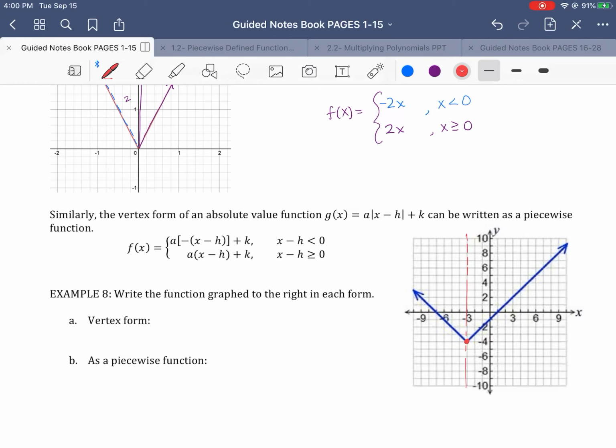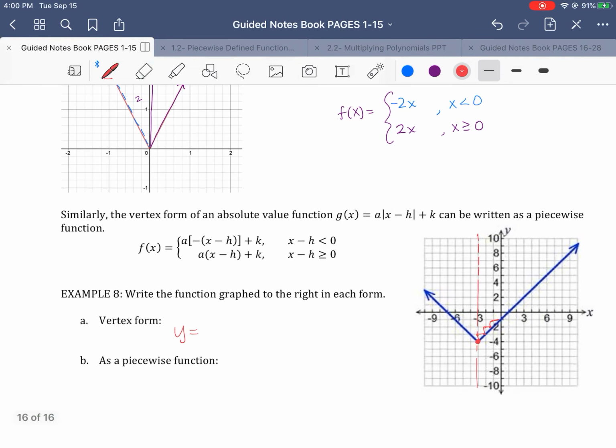So if I first of all want to write this with absolute value, I am looking at the slope. Notice it's going to go up 1 over 1, up 1 over 1, up 1 over 1. So we can see a slope of 1. You can put a 1 there if you want, or I'm just going to draw the absolute value bars. It looks like it moved to the left 3, so we're going to say x plus 3. And it looks like it moved down 4, so we subtract 4. Okay, that's our vertex form of the absolute value function.